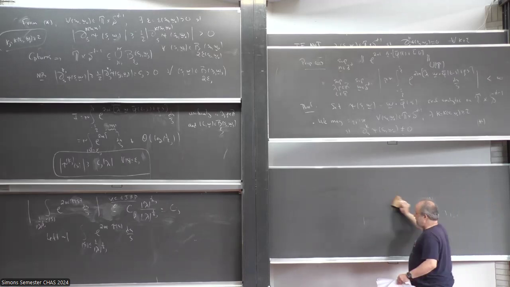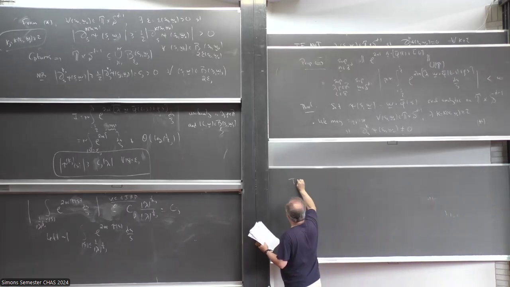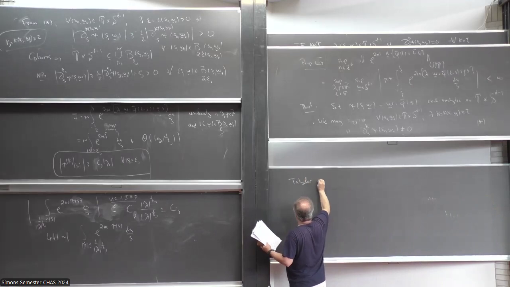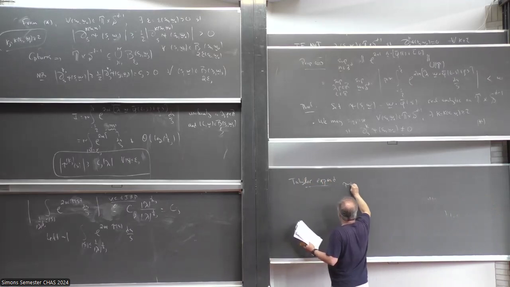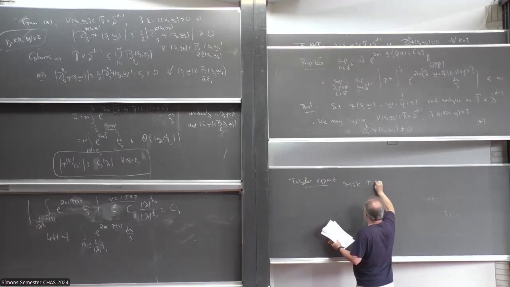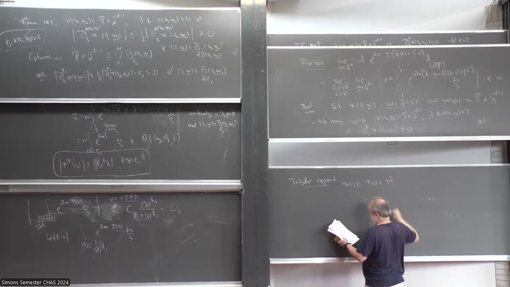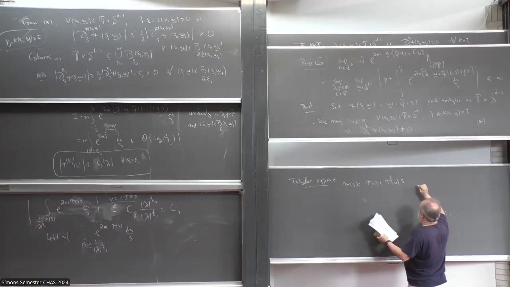So let me Taylor expand. I have tau of s equals tau of 0, plus the first derivative of tau at 0 times s. And then I'm going to have the higher order terms, and I'm going to write this out.